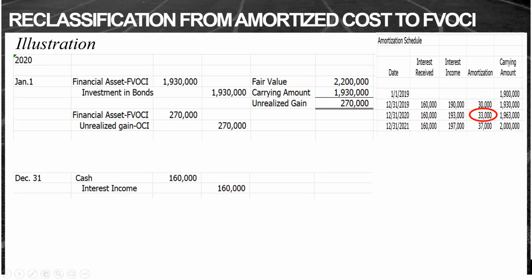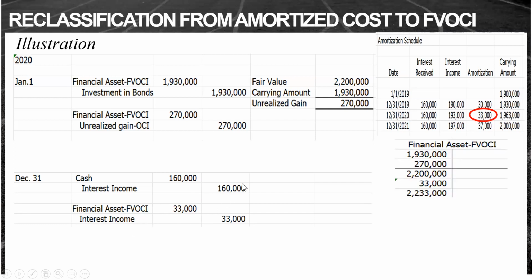So to record that amortization, this will be our entry. Since this is a bond discount, every amortization we have to add. So we debit financial asset at fair value through OCI, and we credit interest income. So this will be the updated carrying amount of our financial asset after the recognition of the amortization.